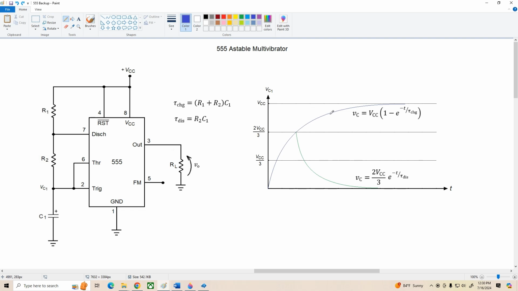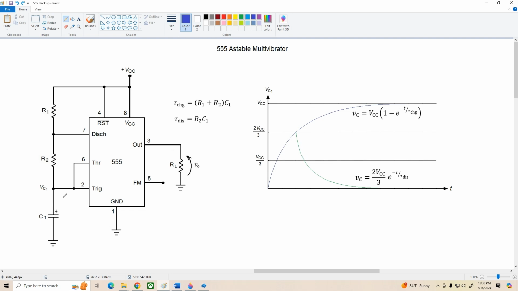If you need a refresher on the charge and discharge characteristics of capacitors, go back to video 10 where we discuss those details. Remember, as long as the capacitor is charging, the output of the 555 is high. All right, so once the capacitor voltage exceeds 2/3 VCC, the output toggles low, and the discharge pin shorts this node to ground, so C1 begins discharging through R2, and the capacitor voltage follows along this green curve.